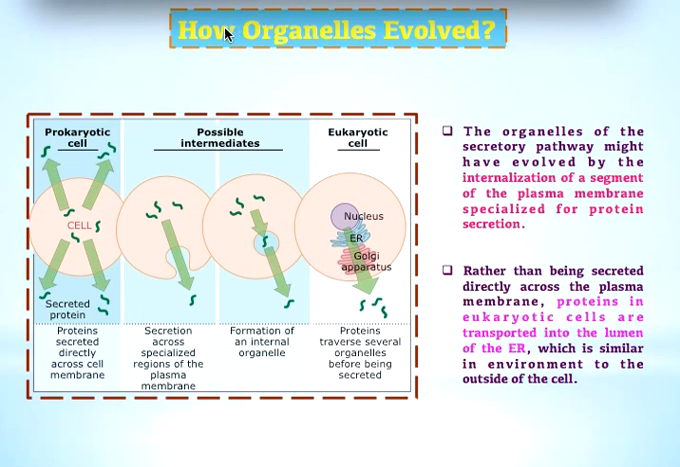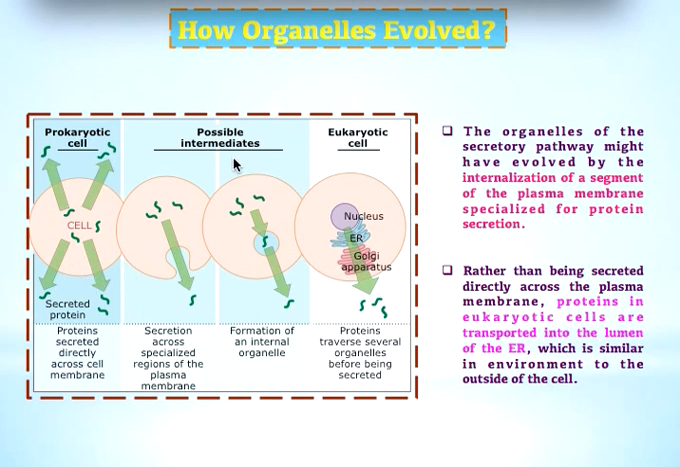In this slide, you can easily see that there are two different kinds of cells at these two extremes. One is called the prokaryotic cell and the other is called the eukaryotic cell. In between there might have been several possible intermediates. So how did the eukaryotic cells, which contain membrane bound organelles, evolve from a simple prokaryotic cell?